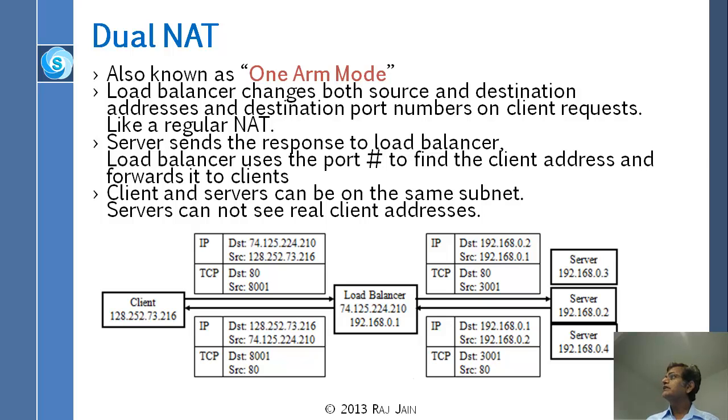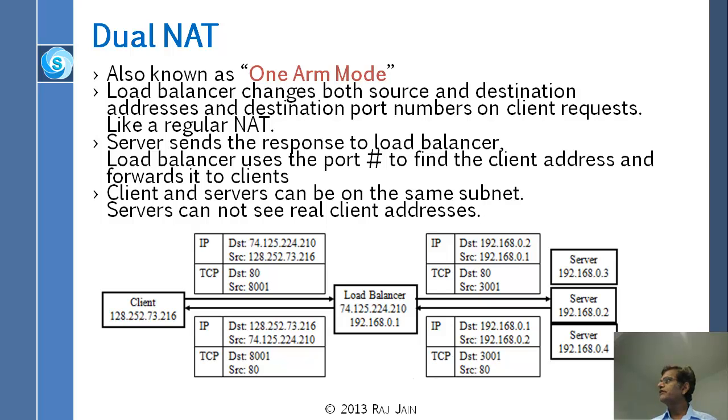It changes both the source and the destination addresses and the destination port numbers on the client request, like a regular NAT. So what happens is, when the request goes, the source address is different now. You see here, the load balancer says that the source is 168.0.1, which is me, and the port number is 3001.